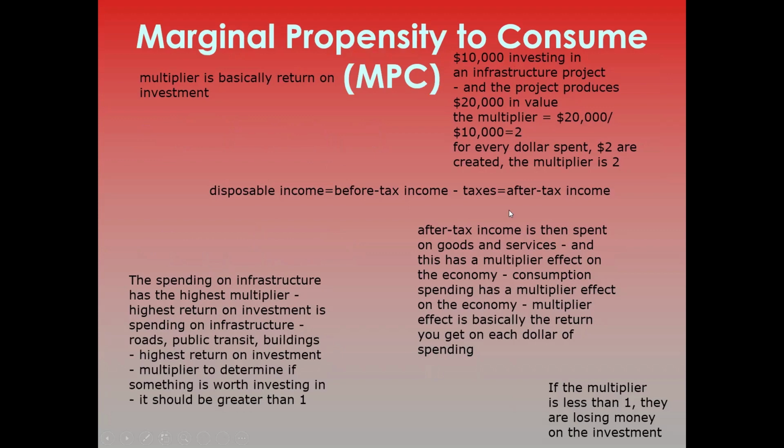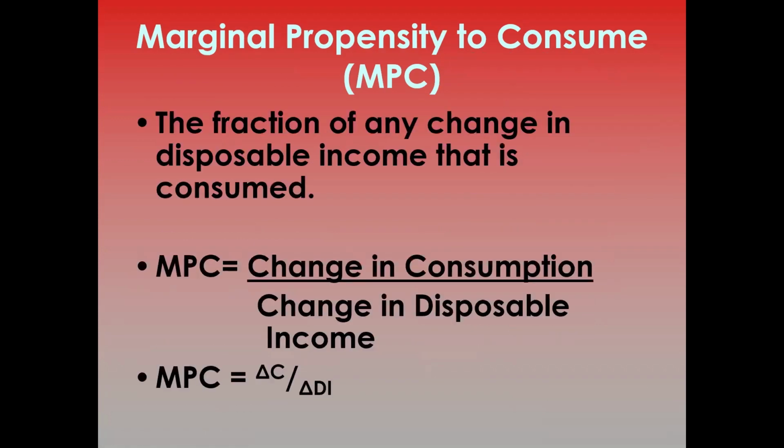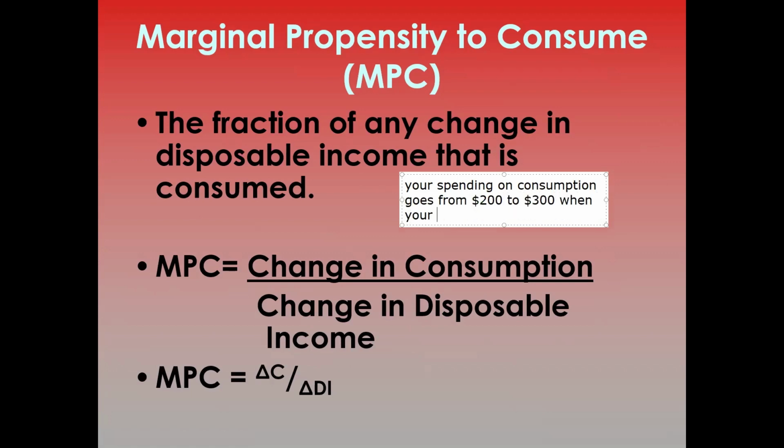One of the multipliers that they use is the marginal propensity to consume. It's the fraction of any change in disposable income that is consumed. To calculate it, you do change in consumption divided by change in disposable income. Let's say your spending on consumption goes from 200 to 300 when your disposable income goes from 1,000 to 2,000.